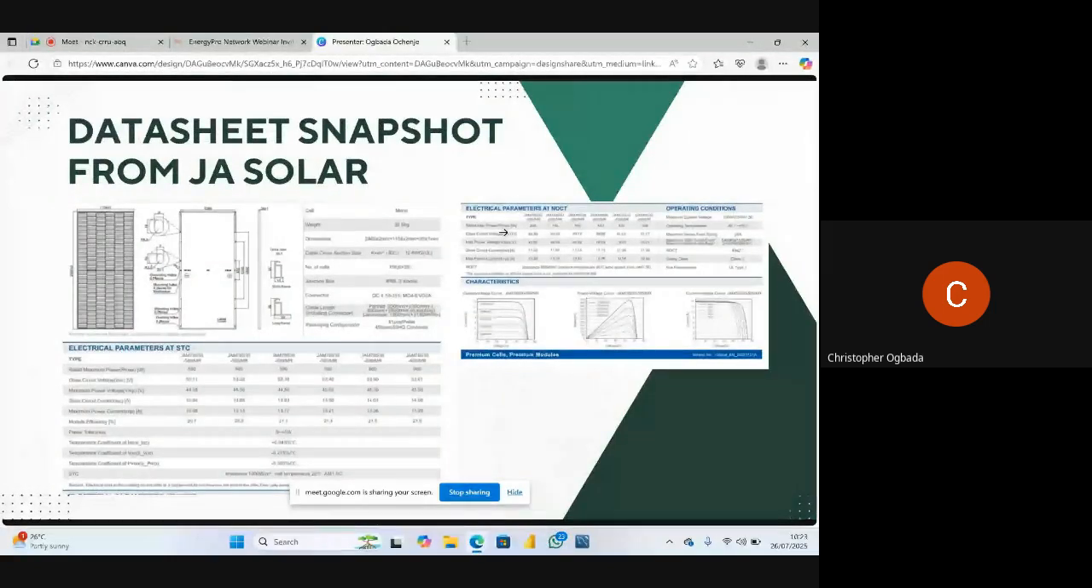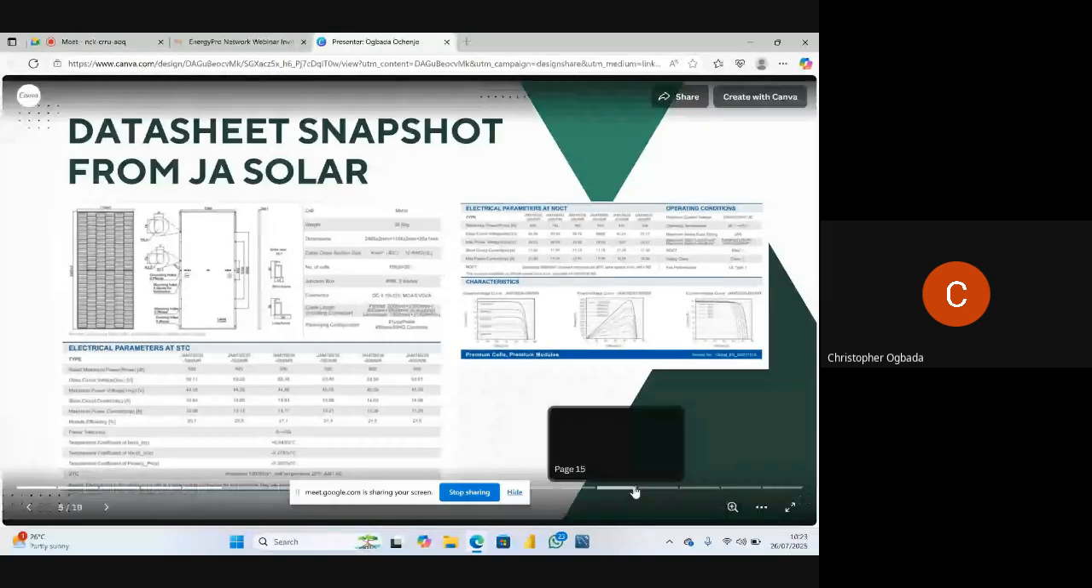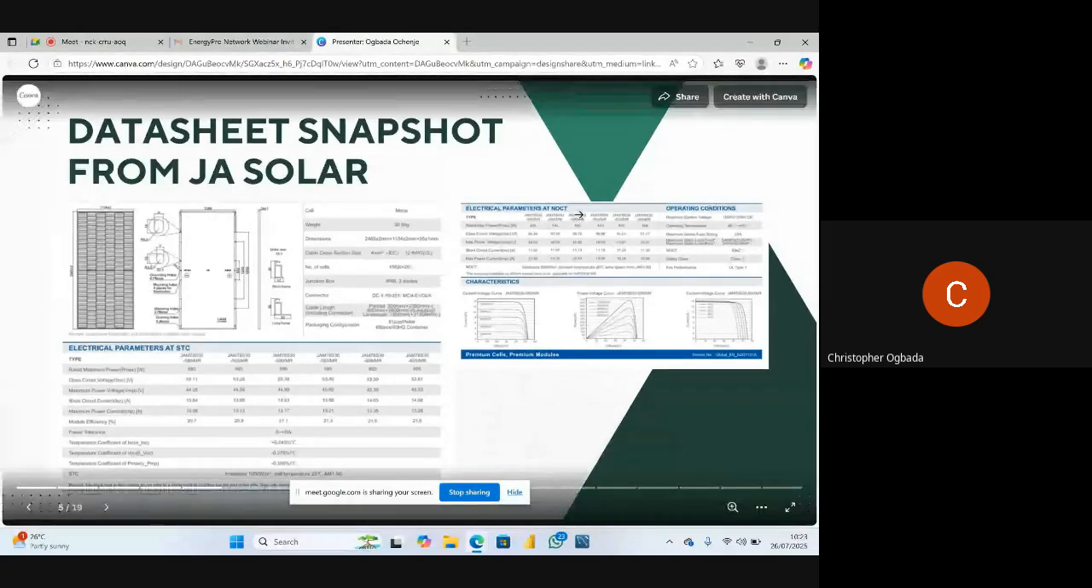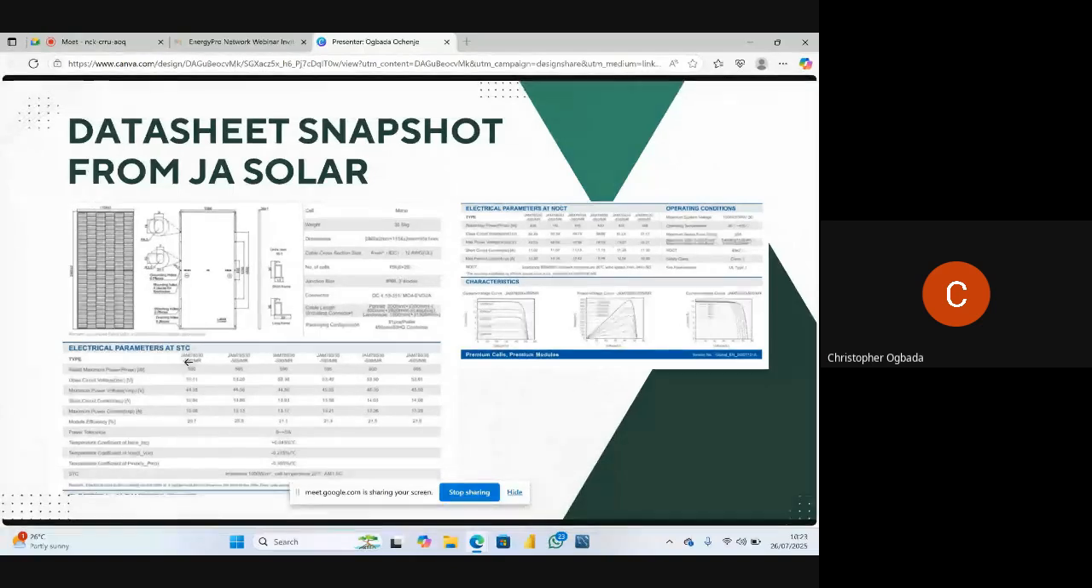Now, this is a data sheet snapshot from JSolar. I hope you all can see it. If you look at it now, I'm moving my mouse, if you can see it, this is for different capacities, different ratings of panels, not one. This is for 580 watts, 585 watts, 590 watts, 595. So you now see that they've given you different parameters.